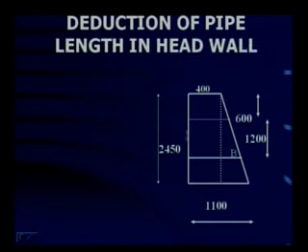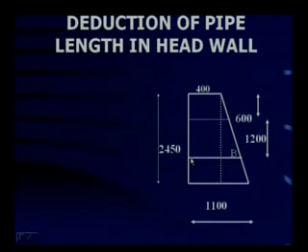You see here, you just make a neat sketch of the head wall. This is the top of the pipe, this is the bottom of the pipe. This length is to be deducted on either side. The 600 mm is the length or depth of overburden over the pipe. 1200 is the outer diameter of the pipe. 2450 mm is the overall depth of the head wall. So after laying of concrete, the base width would be 1100 mm.